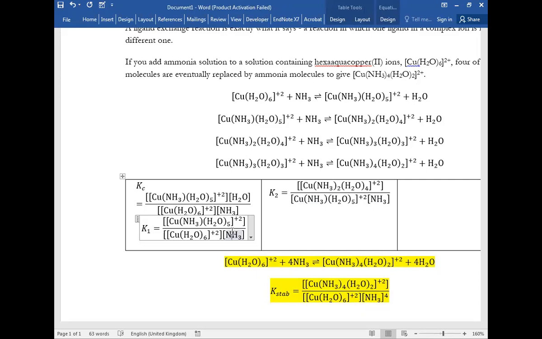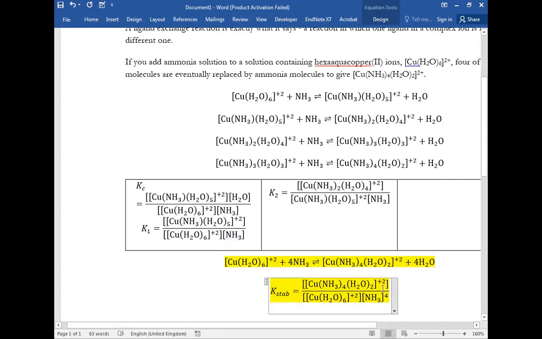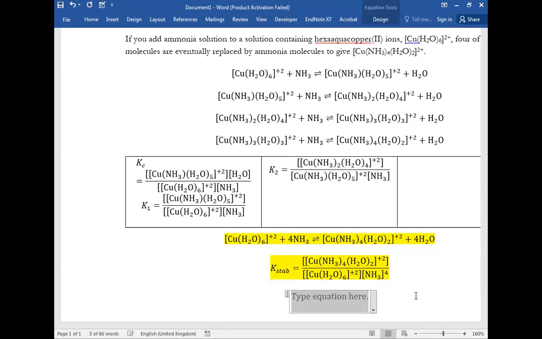We added a power, 4, to multiply individual stability constants. So if you want this K stab, the overall stability constant, what did you have to do? You had to take K1, multiply it by K2, then multiply it by K3, and then multiply it by K4. So the overall stability constant can be obtained by multiplying the individual stability constants. You can see that from the ratio as well.